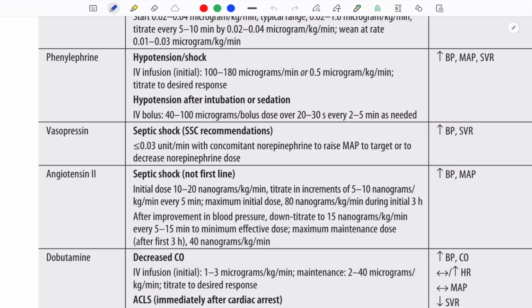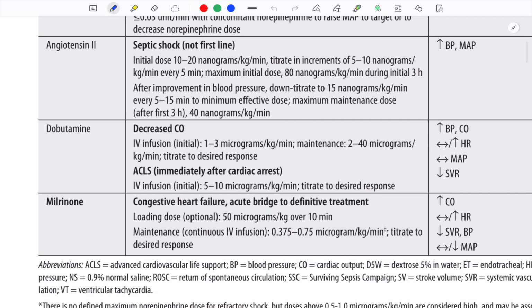Vasopressin dose is 0.01 to 0.04 unit per minute. Angiotensin 2 is very expensive. It is used in septic shock. Initial dose is 10 to 20 nanogram per kg per minute, and then we can titrate. Next is dobutamine, 2 to 20 microgram per kg per minute.